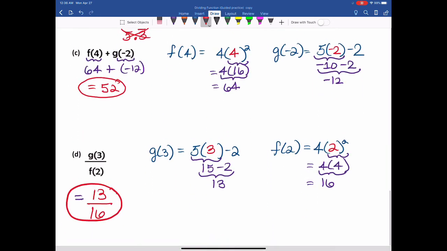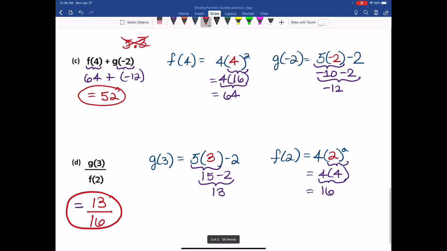For example C here, we have the addition of the f function plus the g function of negative 2. So the f function of 4 plus the g function of negative 2 came out to 52. So hopefully that matches up with your answer. And for the last one, that's a rational function again, that's division, and that was 13/16.